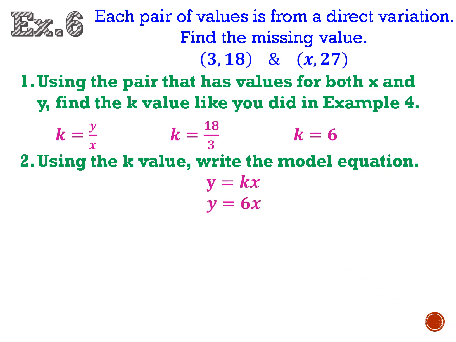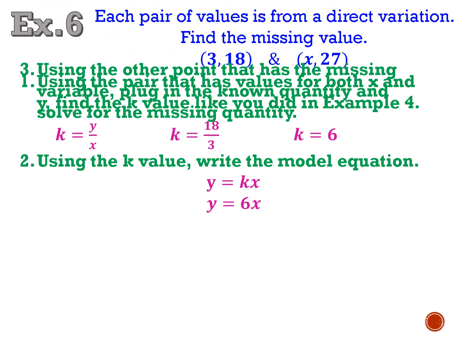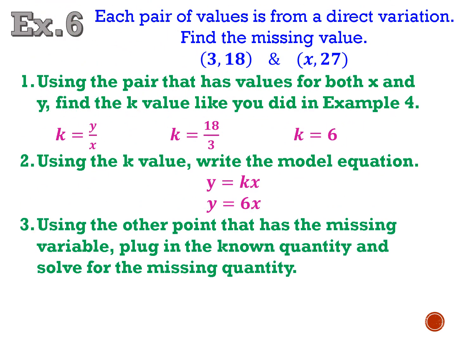All right, we're good, but we're not quite done yet. So cool, since they're from the same direct variation equation, I've got the equation. So what I can do now is plug in the y value and then just solve for x. So I get 27 equals 6x. Well, you know we got to solve that. So we got to divide by 6.